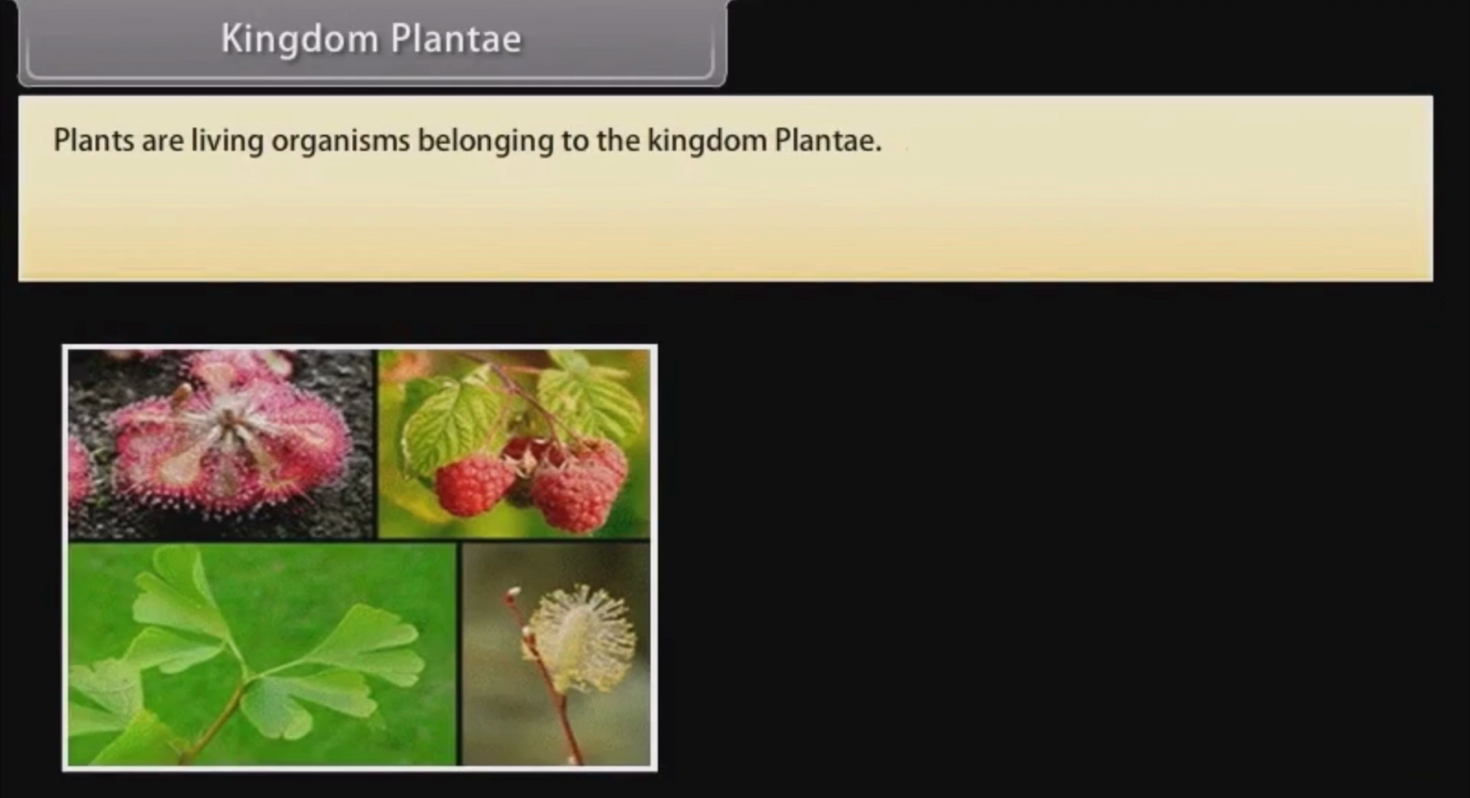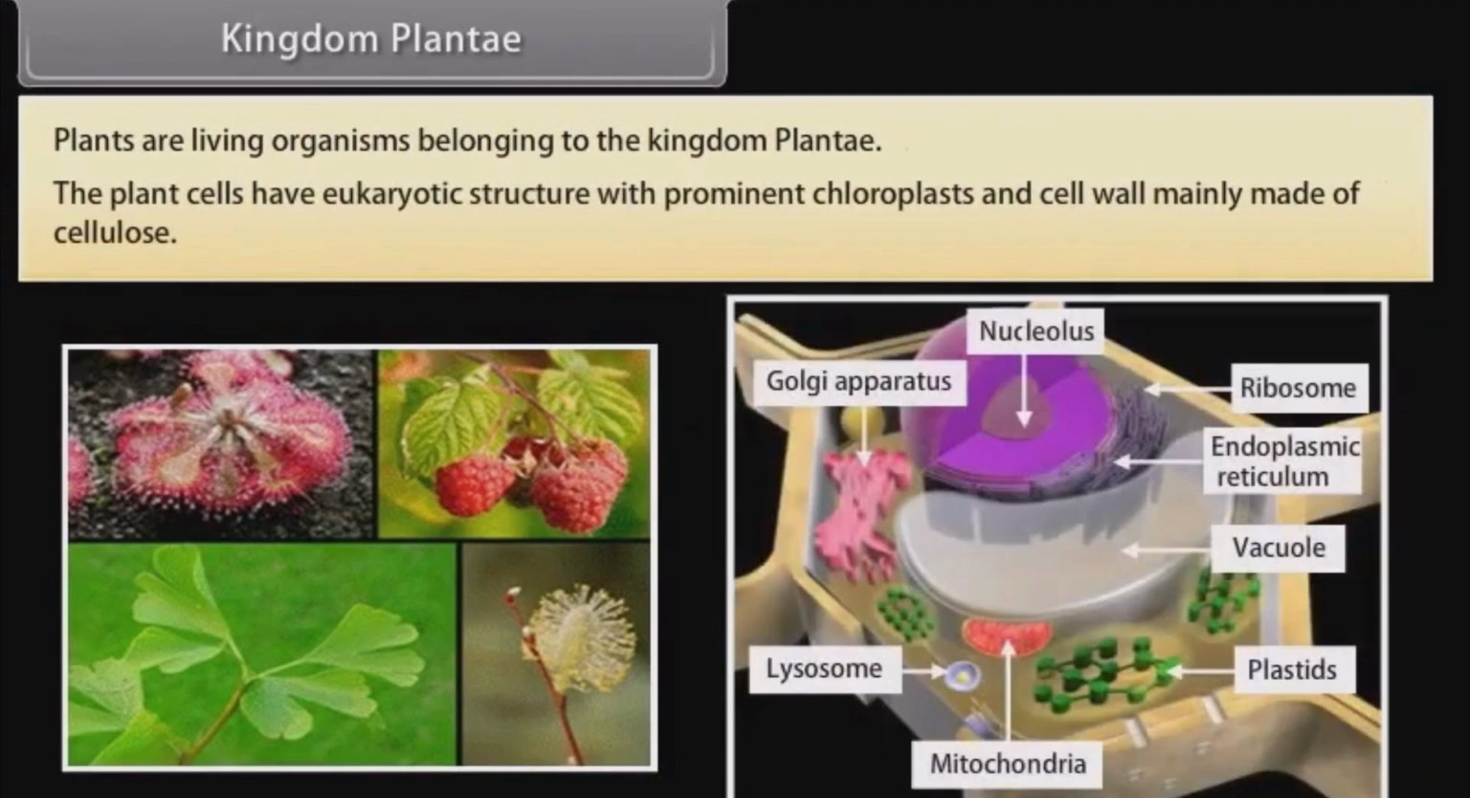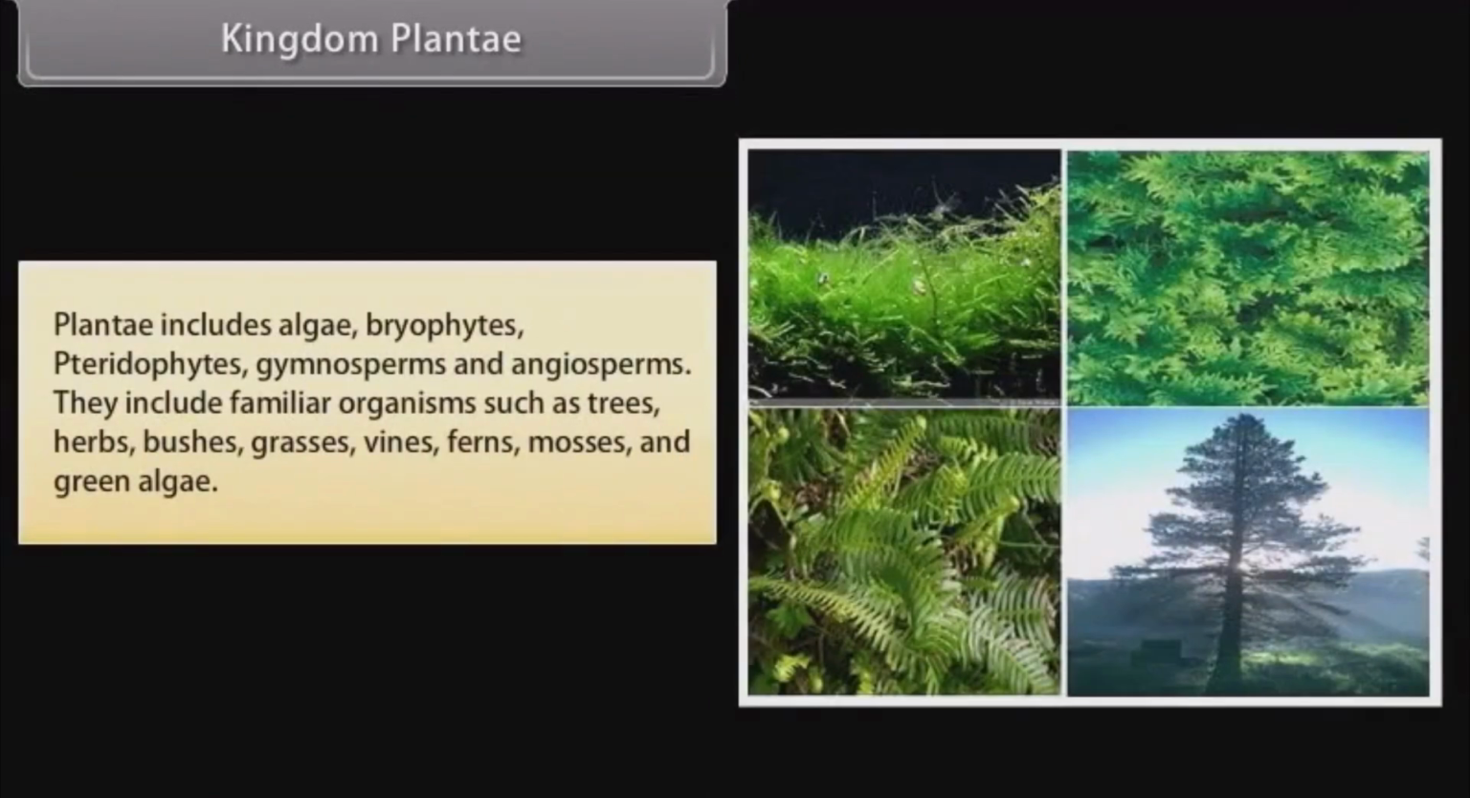Kingdom Plantae. Plants are living organisms belonging to the Kingdom Plantae. The plant cells have eukaryotic structure with prominent chloroplasts and cell wall mainly made of cellulose. Plantae includes Algae, Bryophytes, Pteridophytes, Gymnosperms and Angiosperms. They include familiar organisms such as trees, herbs, bushes, grasses, vines, ferns, mosses and green algae.